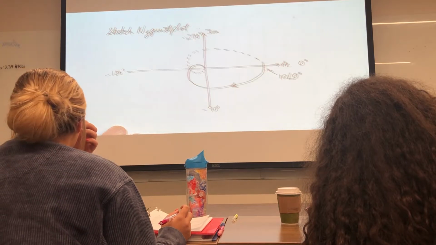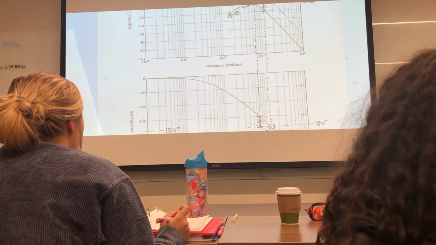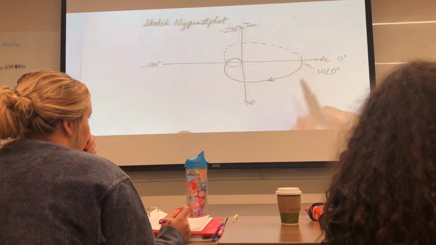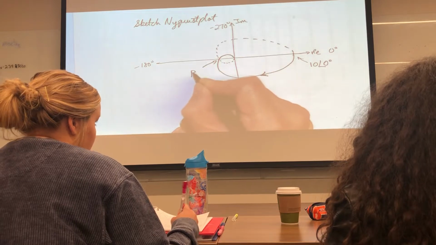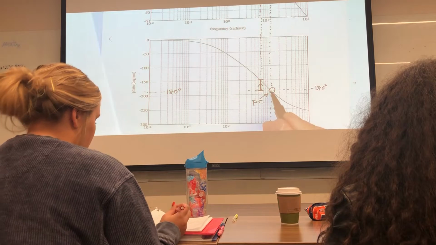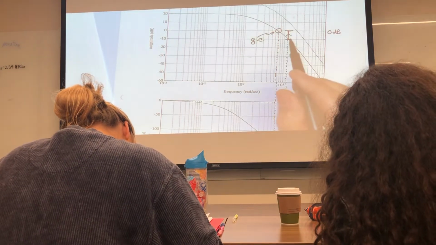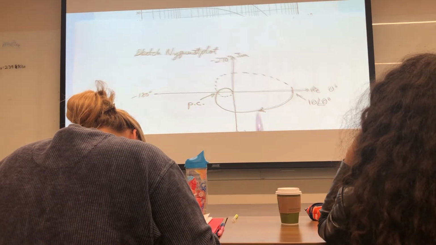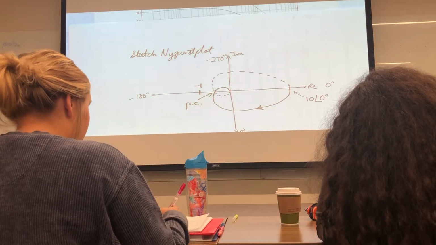Now, what we know from this plot is that when this curve crosses 180 degrees, this is the phase crossover. The phase crossover is here. And at the phase crossover, the gain was minus 10 dB. Minus 10 dB is less than 1. So that means 1 must be out here. Negative 1 must be out here.